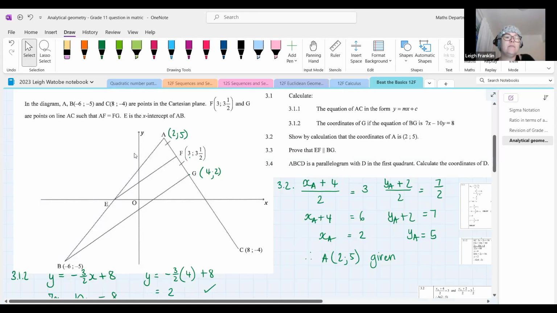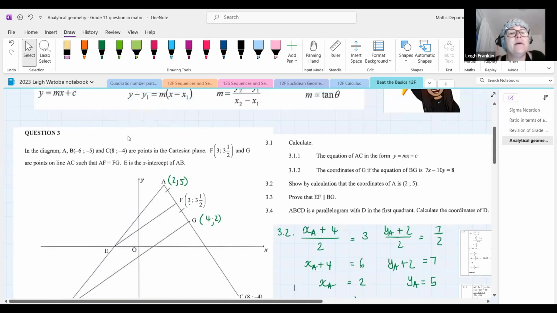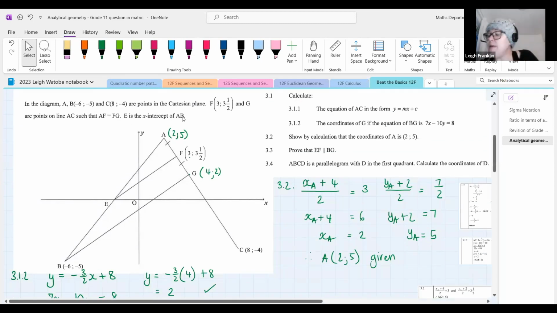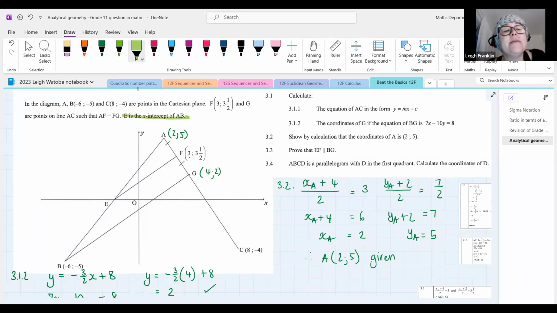Ma'am, I think we're gonna first find the coordinates of E using the line AB. Good, good, well done. And then E would be the x-intercept of AB, just like it tells us up here. Okay, good, Leanne, well done. E is the x-intercept of AB. So if we can get the equation of AB, we can work out the coordinates of E, because it is the x-intercept of line AB, and then we can calculate the gradient of EF. All right, well done. Very, very nice.